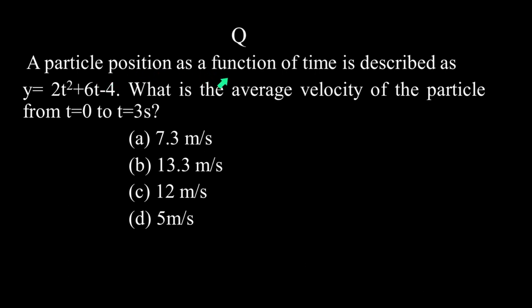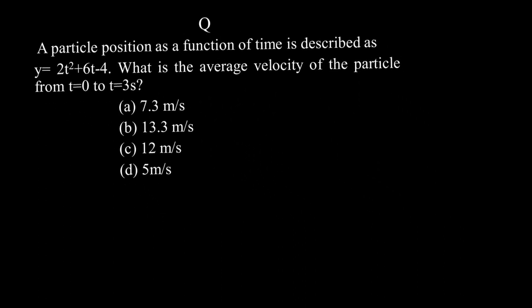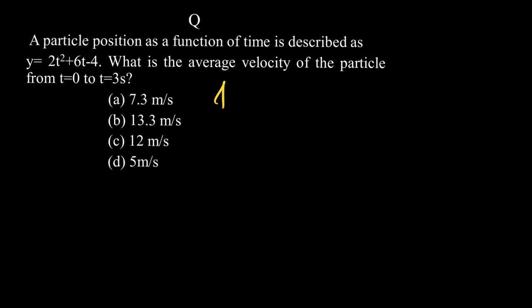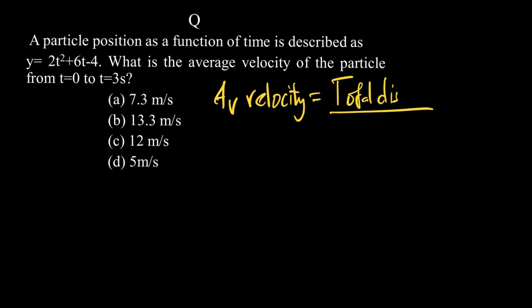A particle's position as a function of time is described as y is equal to 2t square plus 6t minus 4. What is the average velocity of the particle from t is equal to 0 to t is equal to 3 seconds? Okay, so what would be the way to do this question? See, we know that average velocity is equal to the total displacement by the total time taken, right?